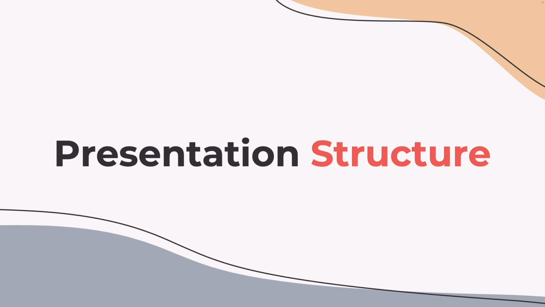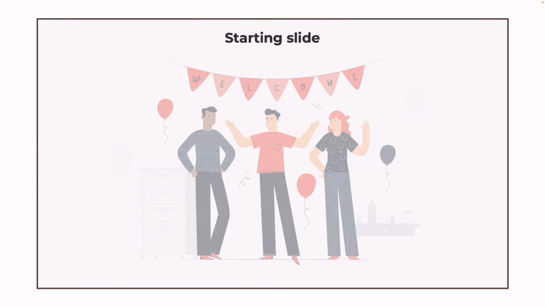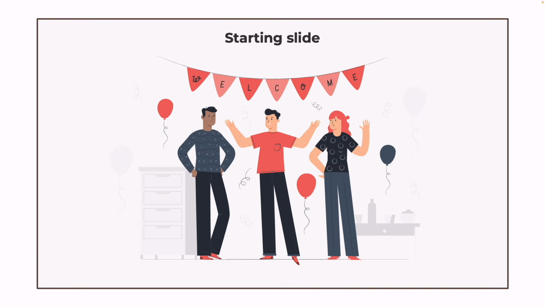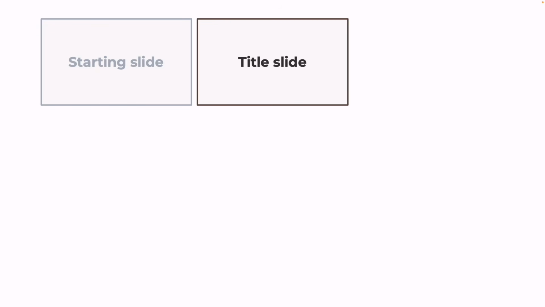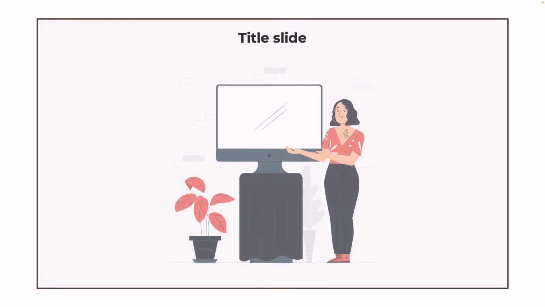First things first, we need to be clear on the presentation structure. There are several slides you need to consider. The first one is a starting slide. This is the initial visual your audience sees as they log in or come into the room. Make it inviting and relevant to your topic. Next, you need to have a title slide. This is where you introduce the session's topic and yourself. In a way, this sets the stage for what's to come.